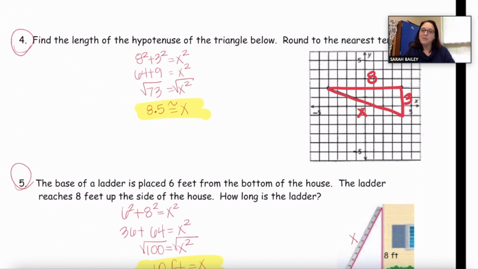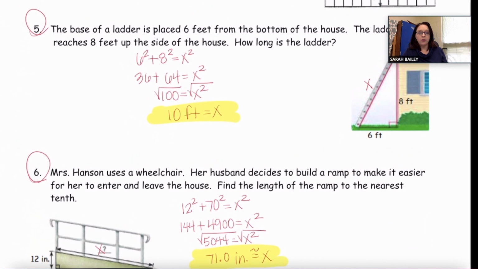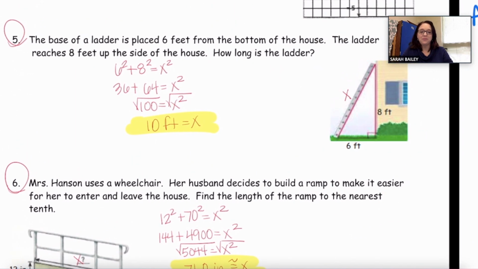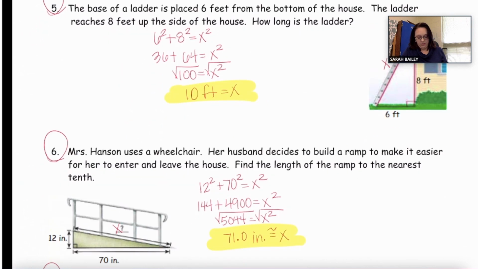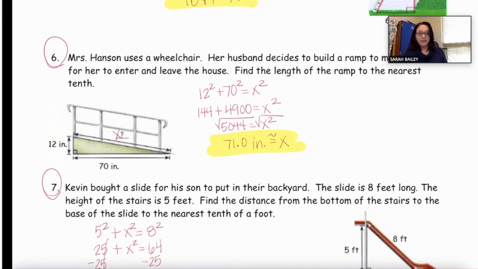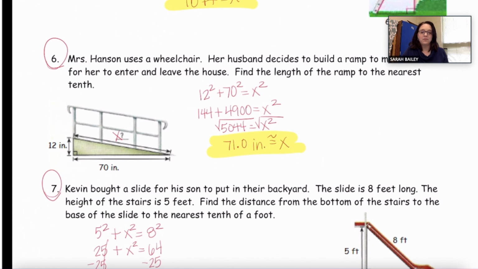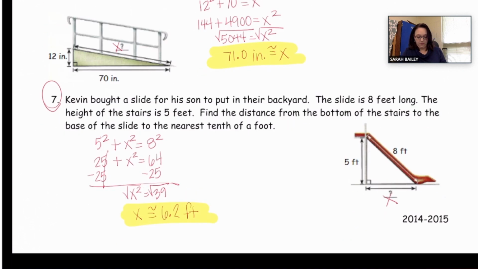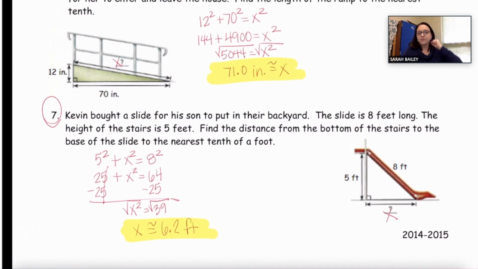Okay guys, welcome back. So we want to check over your answers. So here's problem 4. There is problem 5. Six, and 7.